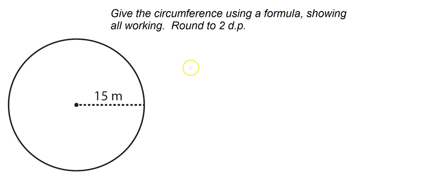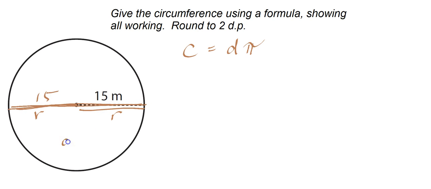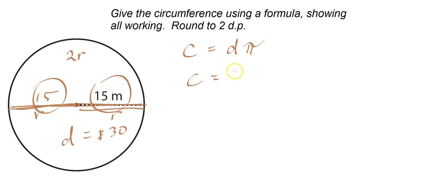For this one, we've got a formula, circumference equals diameter times pi. In this case, we only have the radius, so we need to double the radius, right? So that's 15. So the diameter is 2 radiuses. Okay, 2 radiuses. So 15 plus 15 is 30. So substitute is 30 times pi.